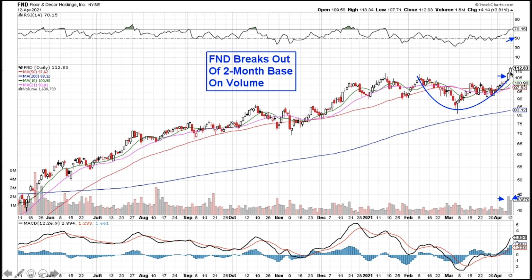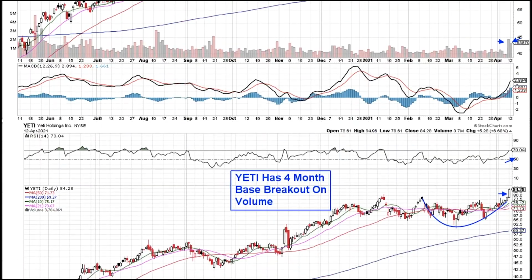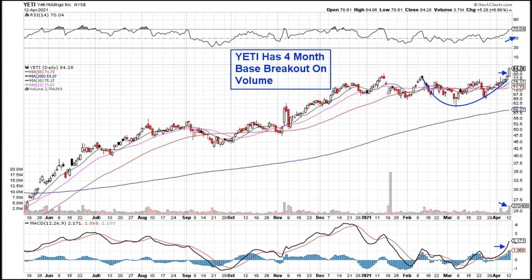The stock subsequently has broken out of a nice 2-month base, again on heavy volume, with your outside momentum indicators in positive territory, and I anticipate this stock to trade higher given those nice volume characteristics as the stock breaks out of that base. Let's take a look at another current example.